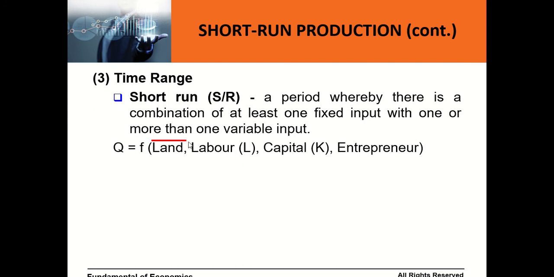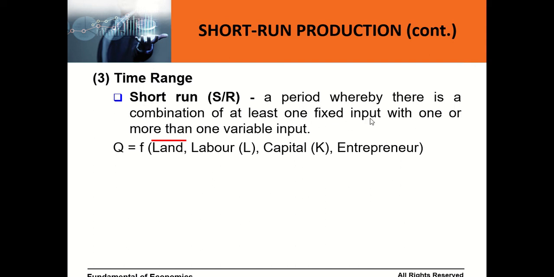In our case just now, here I put the head here to represent that land is fixed. How about labor, capital, entrepreneur? They're all variable. But is it short run production function or long run production function? It is a short run. Why? Because as you can see here, one of the input is fixed. So in short run, at least one of the input is fixed.